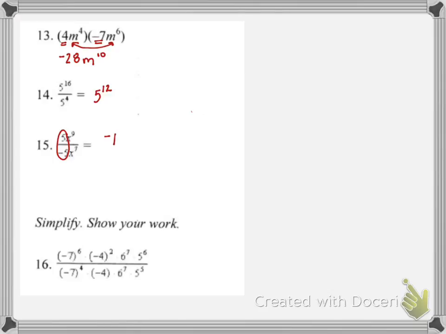You should have gotten -1 x squared. For number 16, it's really just a matter of plugging everything into your calculator. So that's about plugging things in carefully. Enter your answer on Edpuzzle. You should have gotten -980.